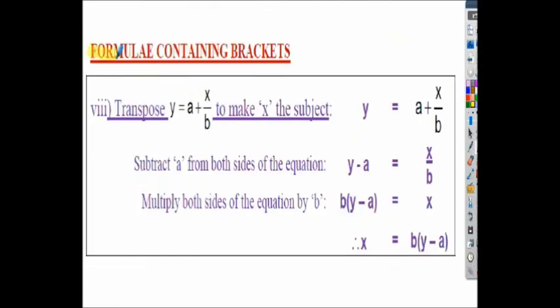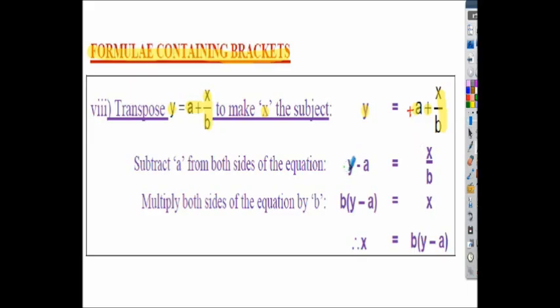The final few examples show us formulae containing brackets. We're asked to transpose the equation y is equal to a plus x divided by b to make x the subject of the equation. At the moment y is the subject of the equation. So given the equation y is equal to a plus the x divided by b, I will start by removing the a from the right hand side. Don't forget that's a positive a here, so to remove it from the right hand side I'm going to subtract a from both sides of the equation.